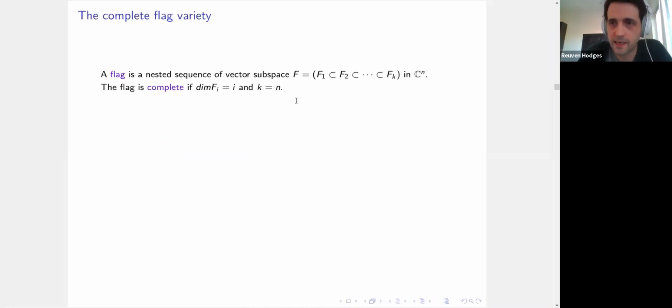And so the first one is kind of near and dear to my heart. It's flag varieties. And so a flag is just a nested sequence of vector subspaces, F1 sitting inside of F2, et cetera, inside of C to the N. And we say that this flag is complete if it satisfies 2 conditions. You would like that the dimension of the flag Fi is equal to i, and you would like that there are N of these. So if that's true, then this is called a complete flag.